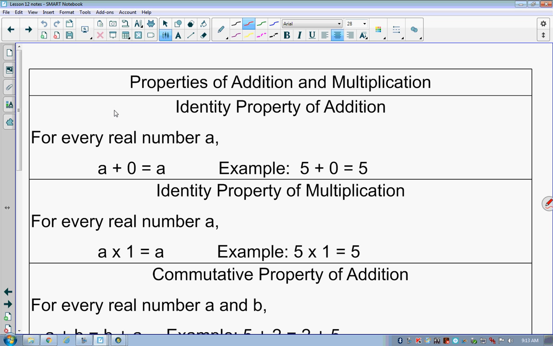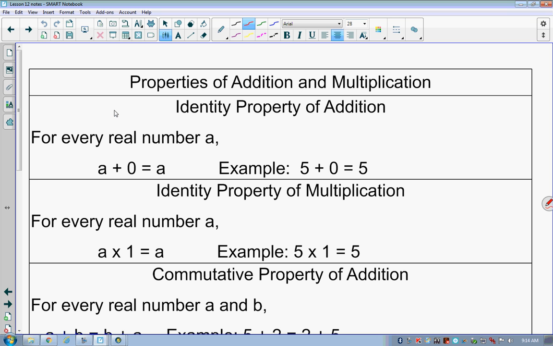The identity property of addition means that if I add 0 to something, I get the number that I started with. So 5 plus 0 is 5. The identity property of multiplication means I multiply by 1 and get what I started with. We're not changing the identity. To not change the identity with multiplication, we multiply by 1; with addition, we add 0. Does all of that make sense? Familiar with all of that?